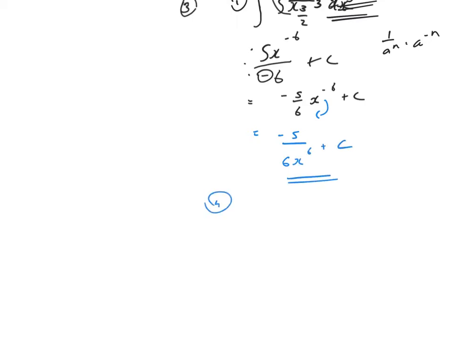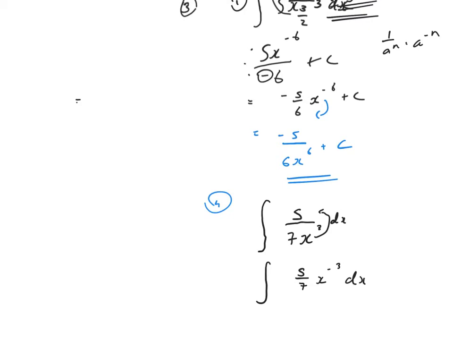Okay, example 4, let's go for this one. We're going to integrate 5/7x to the 3. Okay, prepare to integrate, bring that up, and that'll be 5/7 x to the minus 3.